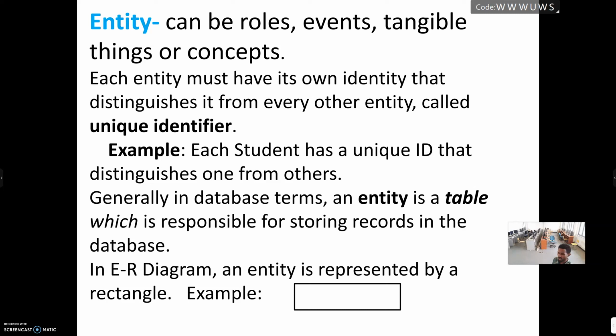For example, each student has a unique ID, a unique identification that distinguishes one student from the others. Generally, in database terms, an entity is a table which is responsible for storing records in the database. In entity relationship diagrams, an entity is represented by a rectangle shape. The entity names within the rectangle can be written only in capital letters.